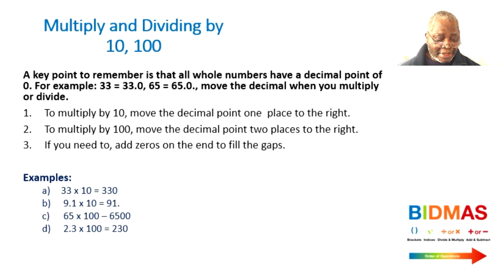9.1 times 10 is equal to 91. 65 times 100 is equal to 6,500. And 2.3 times 100 is equal to 230. If you don't understand, can you please go through that again to make sure you get it? Try some other numbers. Anyway, we shall be doing some exercises.